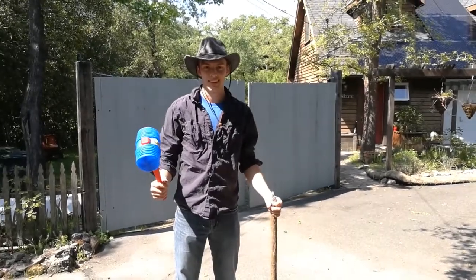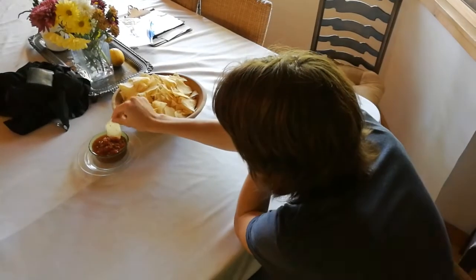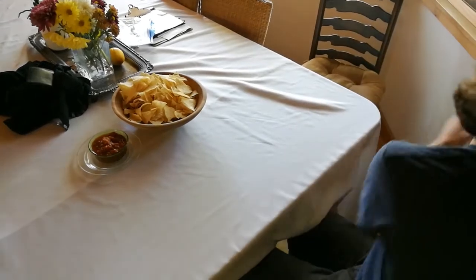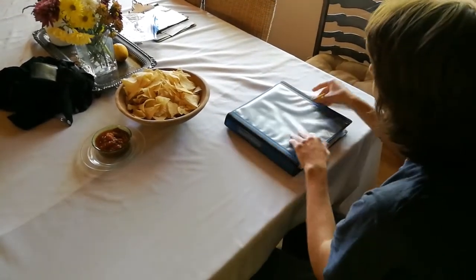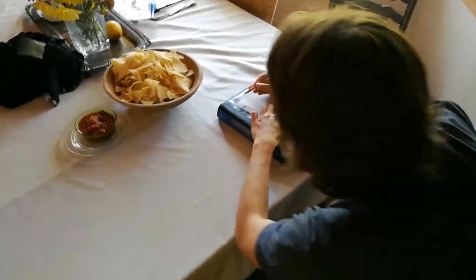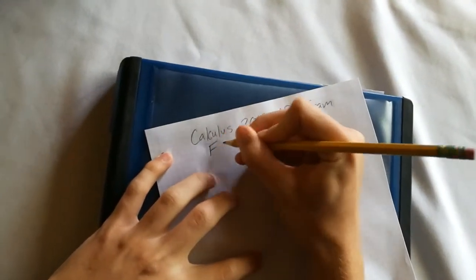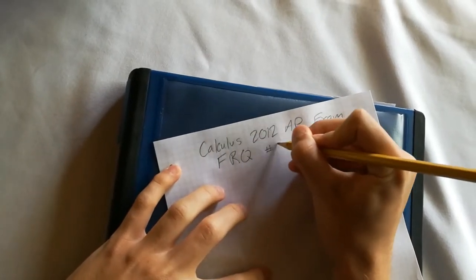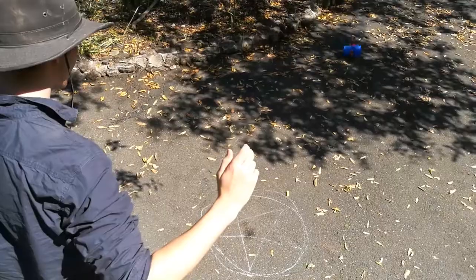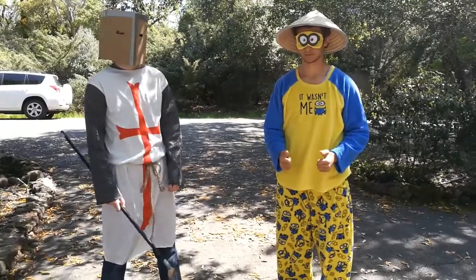It's the hammer calculus. It summons the calculus problem number 4 from the year 2012 FRQ. Wow.